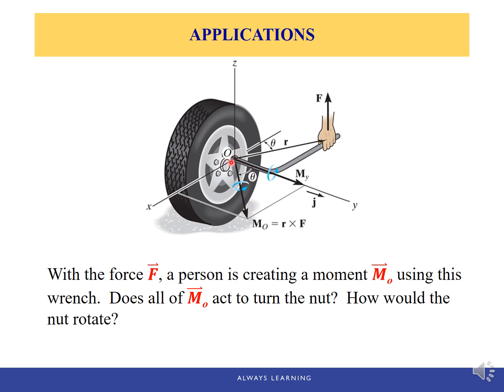If you take a closer look, or do an imaginary experiment, we know that the nut can only rotate about the y-axis. Therefore, to determine the turning effect, only the y component of this moment MO is needed. So that's why sometimes we need to find the component of the moment along a given axis. It can be the x-axis, y-axis, or any arbitrary axis.